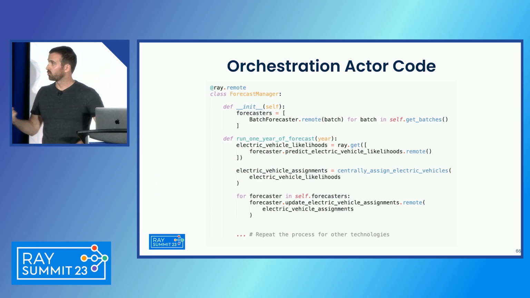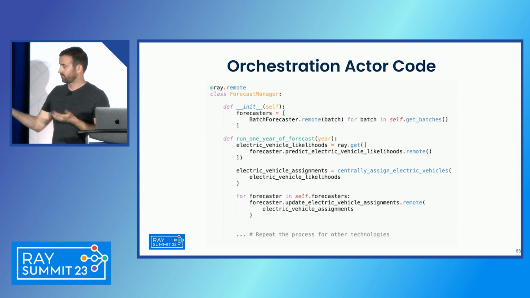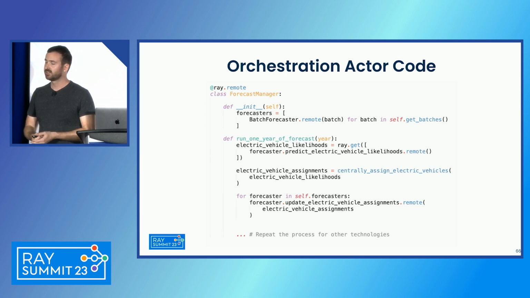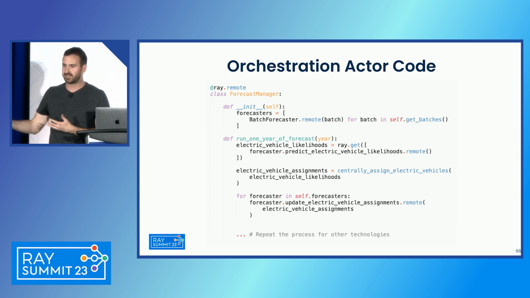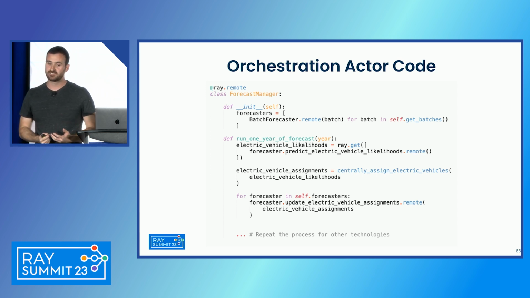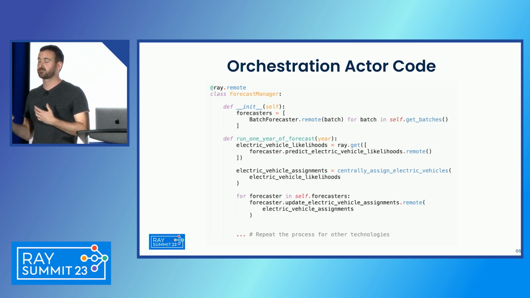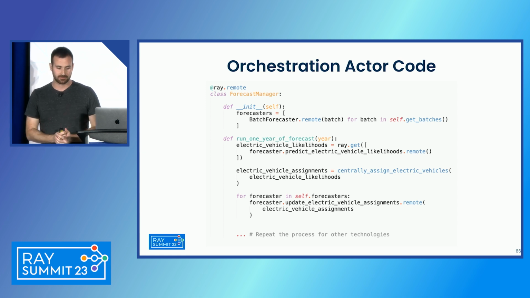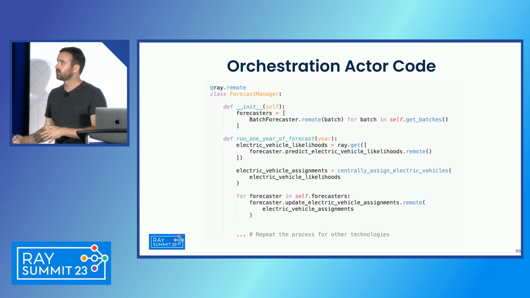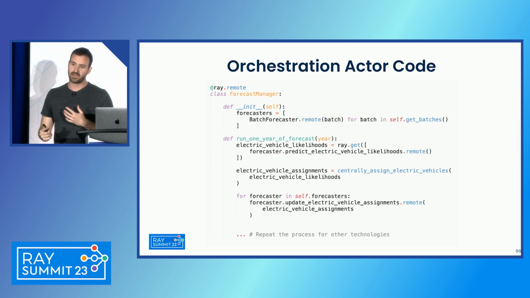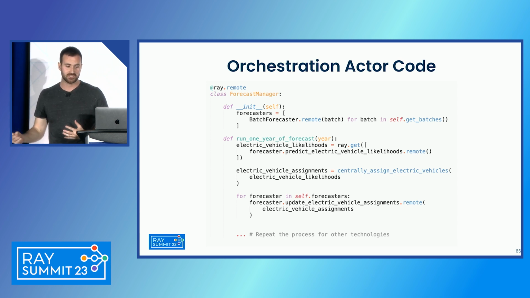So this shows what the actor code will end up looking like for our forecast manager. Many of you have probably worked with Ray actors, and they do look like regular Python classes. They're decorated with ray.remote, which is what indicates it's a Ray actor. And so when this forecast manager initializes, it'll spin up all the child batch forecasters that are going to do the actual work. And then once we're ready to run 1 year of the forecast, it'll call predict electric vehicle likelihoods.remote on those batch forecaster actors so that they can do the work to make their predictions.